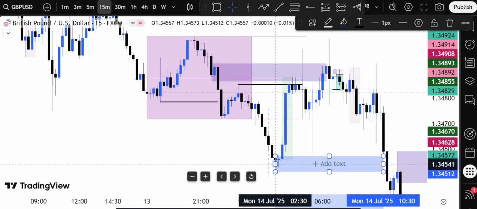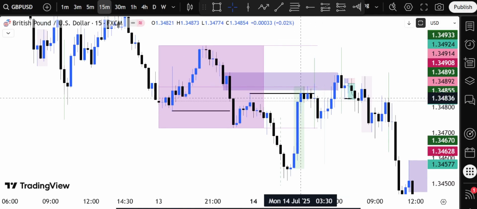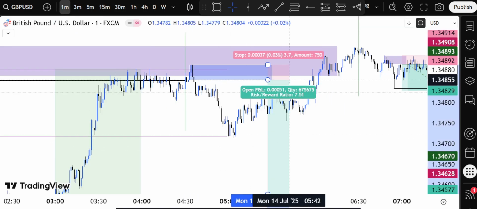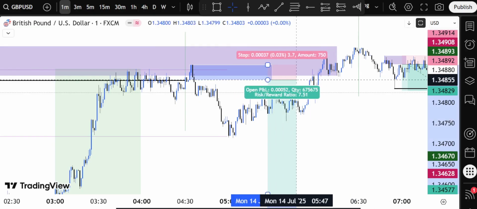So no reason to market. Anyways, let's go to 1 minute and see what happened here. Well, I believe this was actually my first loss on Monday. GBP USD, I had forgotten about it. This was a valid loss, so there's nothing much to say about it.